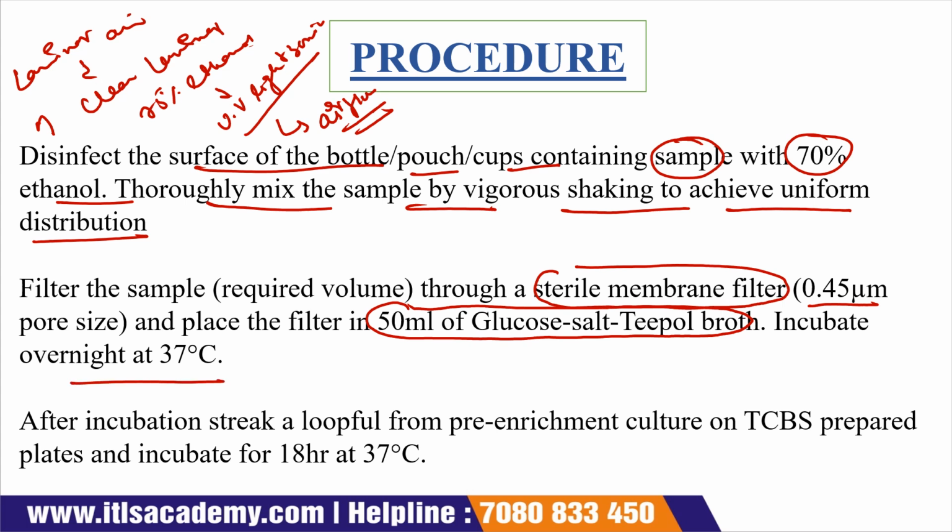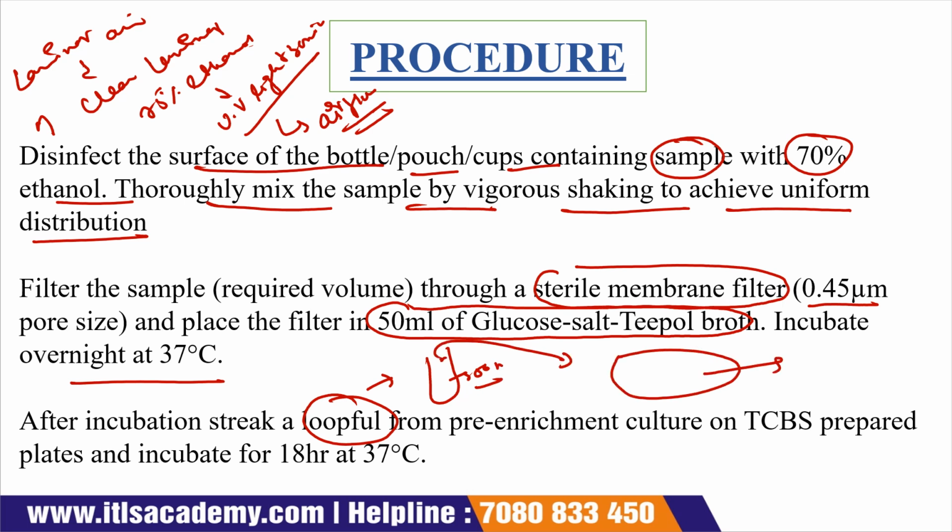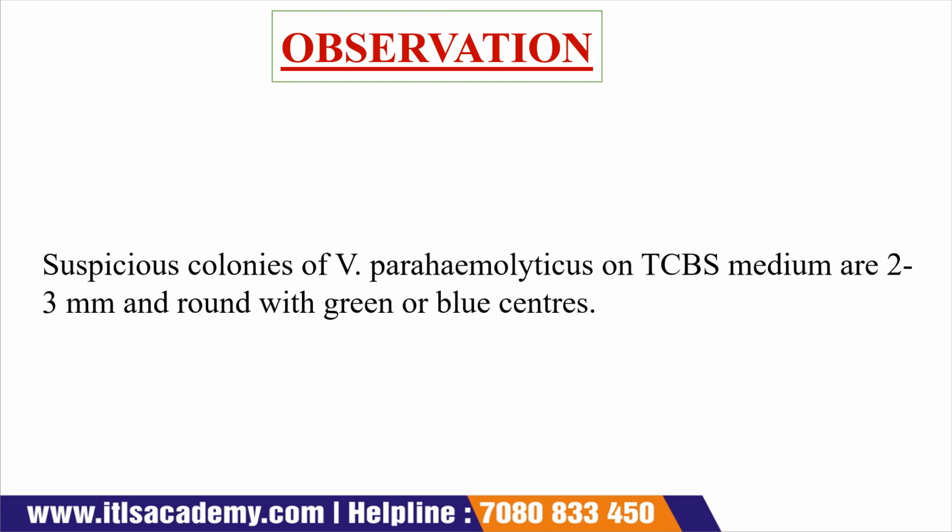After overnight, we take a loop of the streak from that solution. Suppose that this is your 50 ml of that solution. We take a loop, and this loop is streaked into a plate in which TCBS agar is already there. Okay, then we incubate it for 18 hours at 37 degrees Celsius.